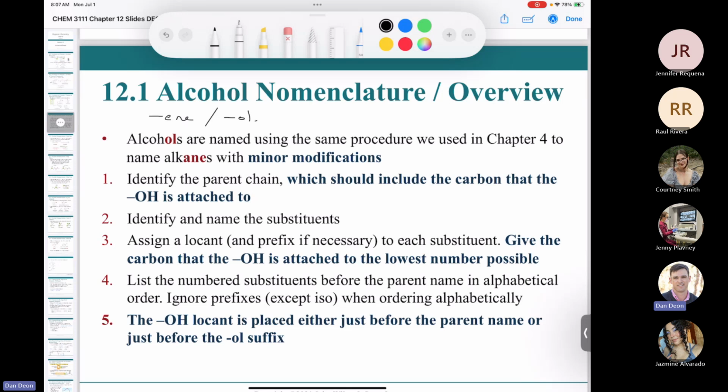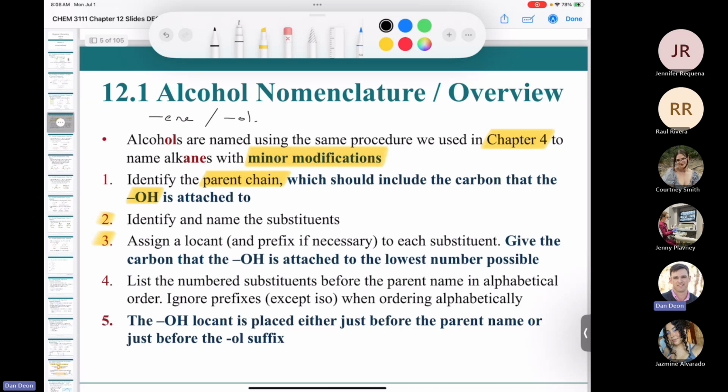It even says here, alcohols are named using the same procedures that we used in chapter 4 for naming an alkane, just with a couple of modifications. So, first rule, we find the longest chain, the parent chain, but it's got to include the alcohol functional group, the same way we did with alkenes and alkynes. The next thing, you identify and name the substituents. Is it a 2-methyl, 3-ethyl, whatever? You give a locant. Remember, that's just a fancy word for a number, and a prefix like di, tri, etc., to each substituent.